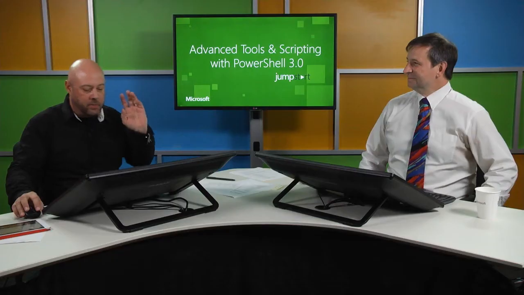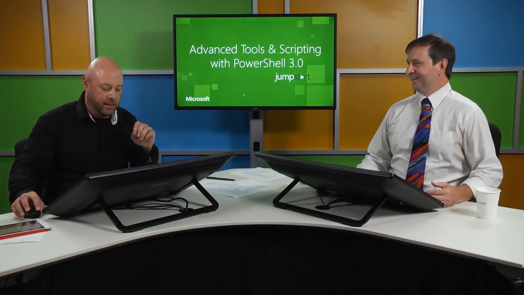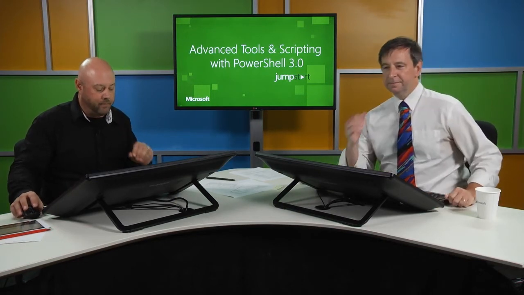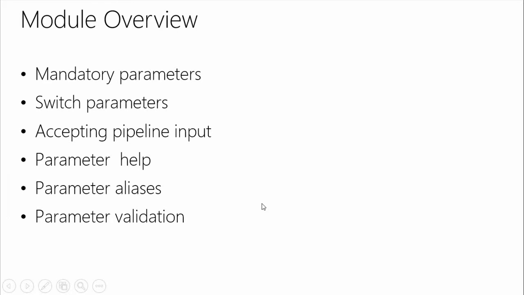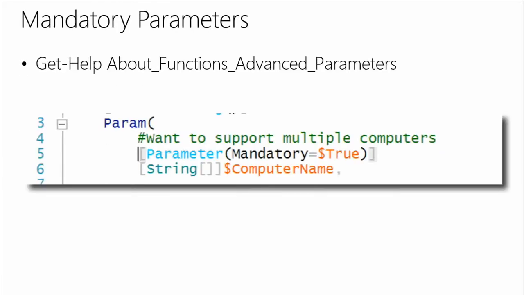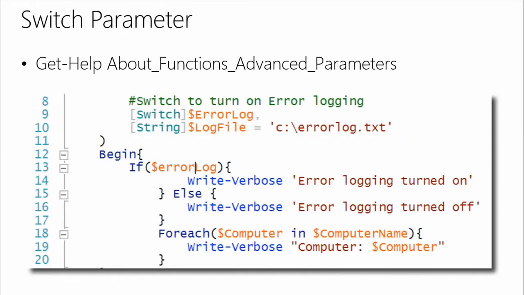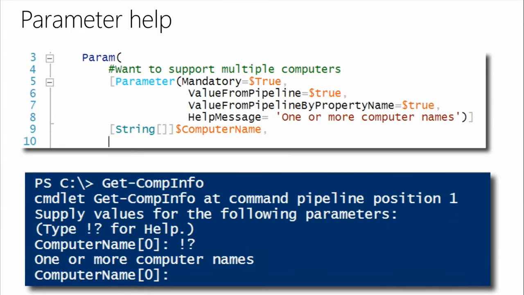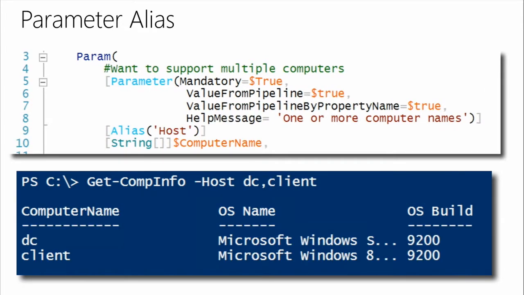This is awesome. Just want to make sure, if you've been following along with the slides, that you know where we're at. So I just want to show you in the slides where we are. In Module 5, what we talked about so far is we've done mandatory parameters. Yep. And we've done switch parameters. And we've done accepting pipeline input, very, very important. This is the cool part for everybody, making your commandlets accept pipeline input. Parameter help, definitely cool. And we just finished doing aliases, which is very helpful to be able to have.